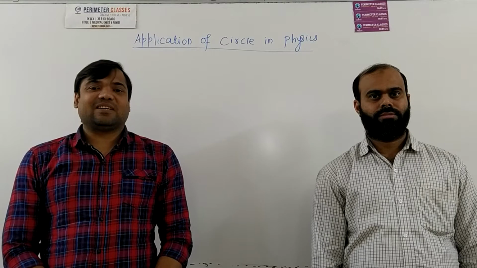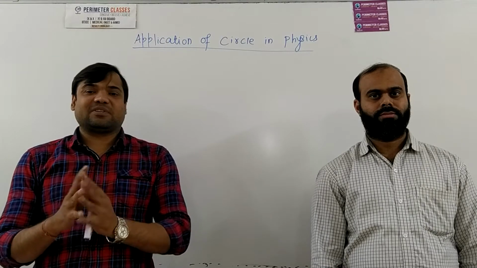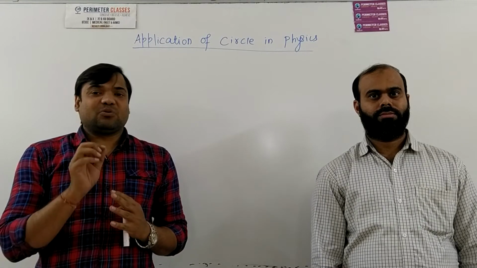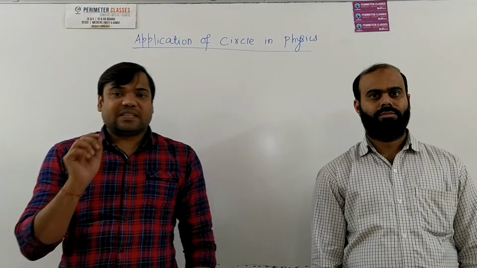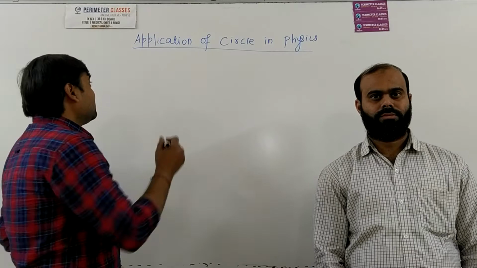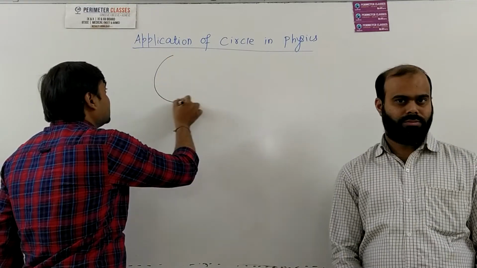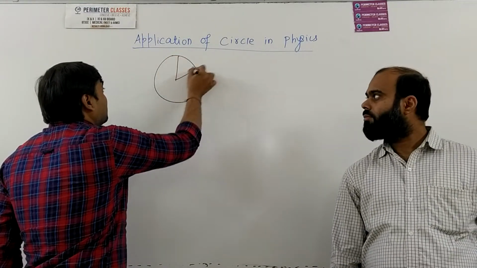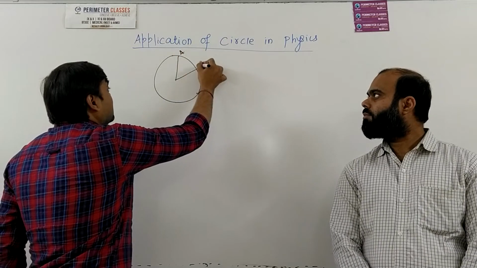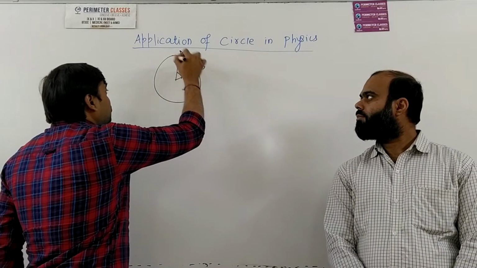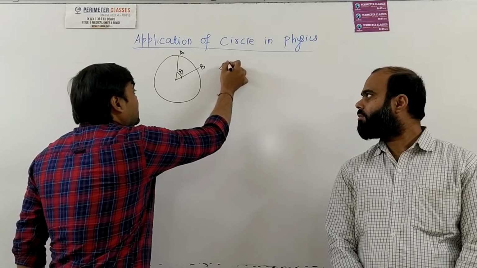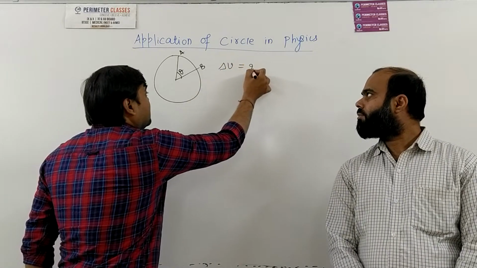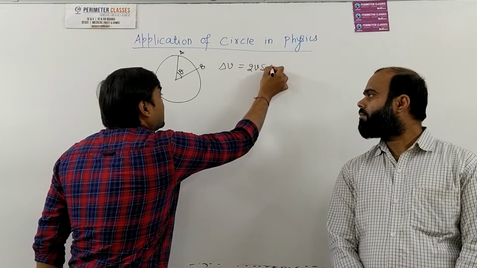In the previous lecture, we discussed some applications of circle. Now I am going to start from the point where we ended the last lecture. The change in velocity when a particle is moving along a circle, let us say from point A to point B, where these 2 points make an angle theta at the center, was given as: the magnitude of change of velocity is 2v sin(theta/2).